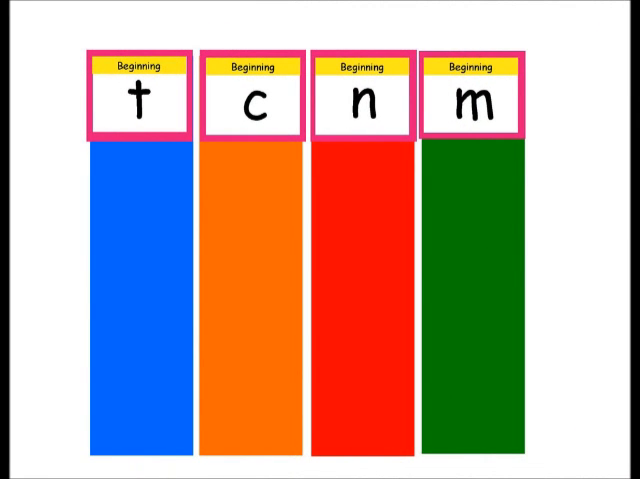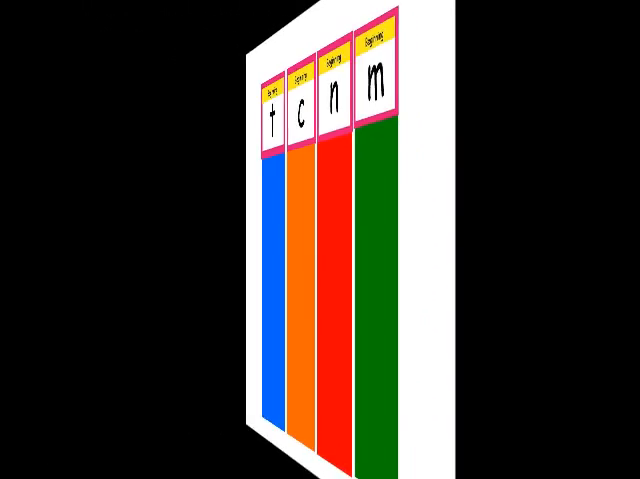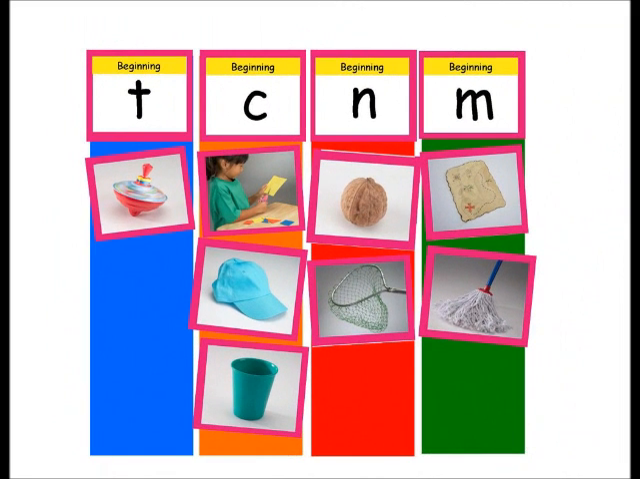Then I would have the children put the letter labels at the top of each column because we're going to be sorting these 8 photo cards by their beginning sound. And then they would simply place the photos in the correct column. As you can see, there's 1 that starts with the letter T, top, 3 that start with C, cut, cap, and cup, 2 for N, nut and net, and 2 for M, map and mop.